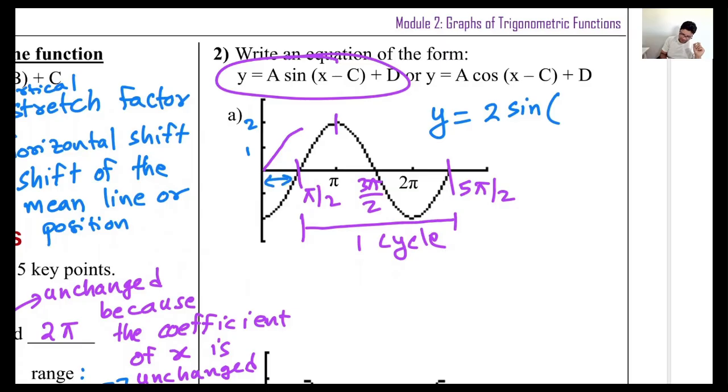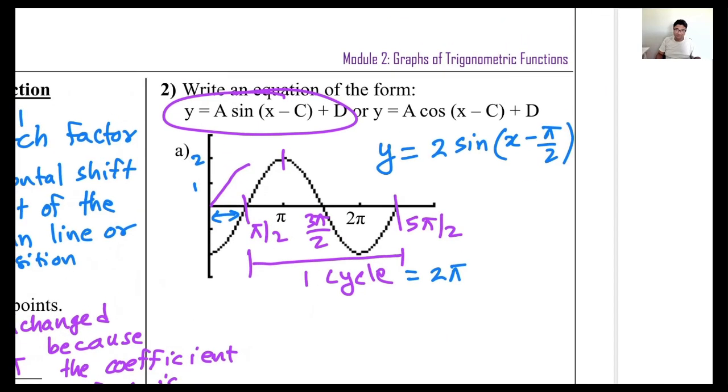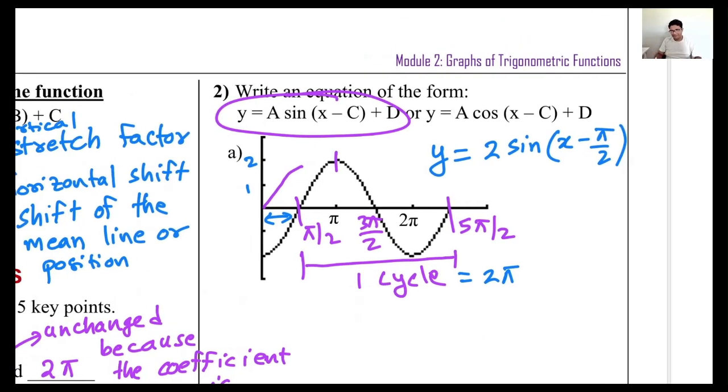you can see that, instead of starting at 0, we started at pi over 2 to the right. So that in your equation is minus pi over 2. And the period, one cycle, is still of length 2 pi, from pi over 2 to 5 pi over 2. The period is still 2 pi, so no change. You are not multiplying x, only shifting. And vertically, there is no shift because your mean position is still the x-axis. So that is your equation.